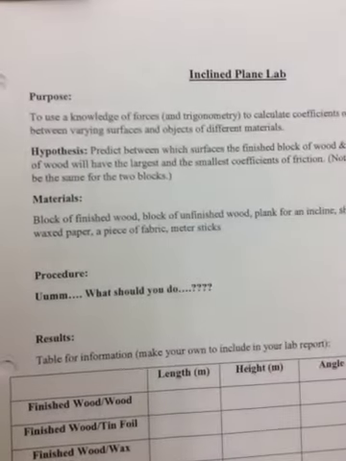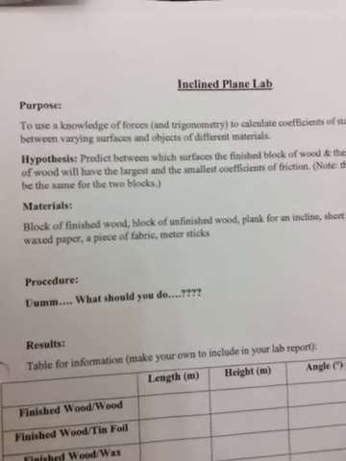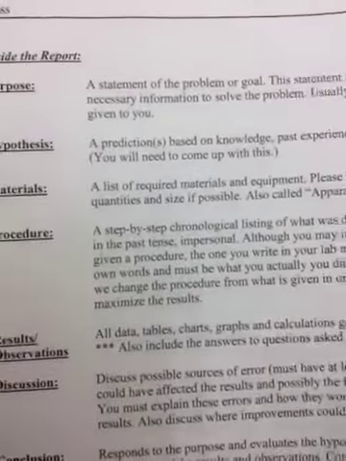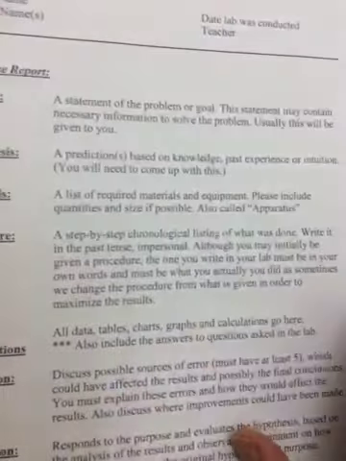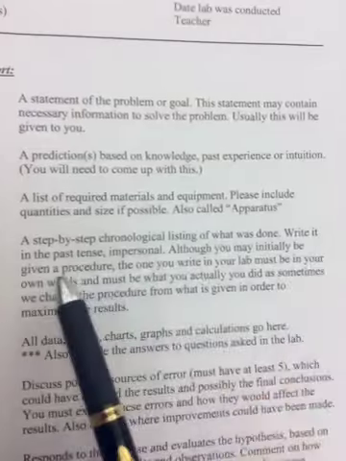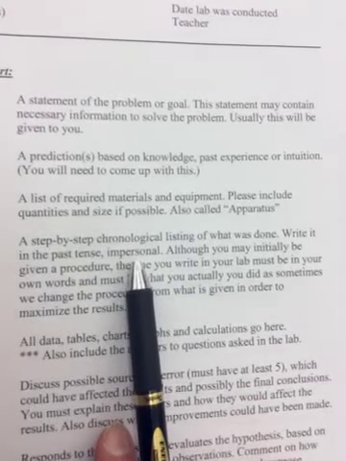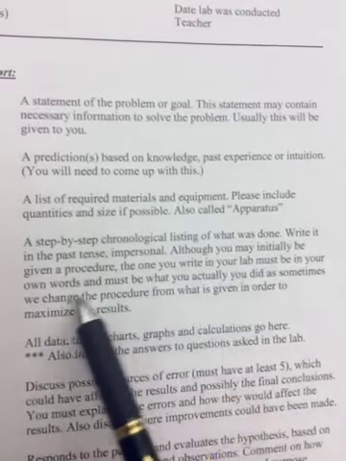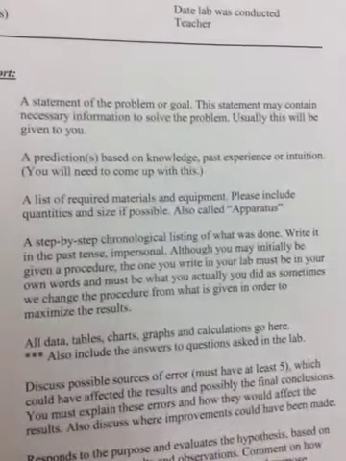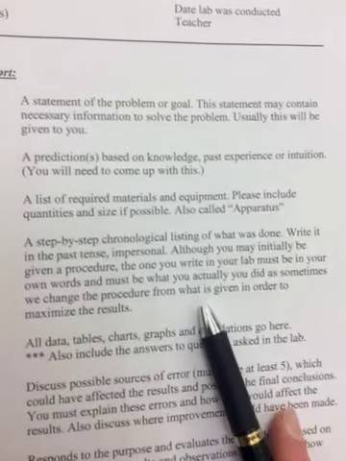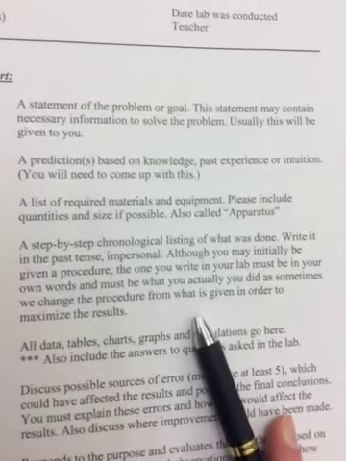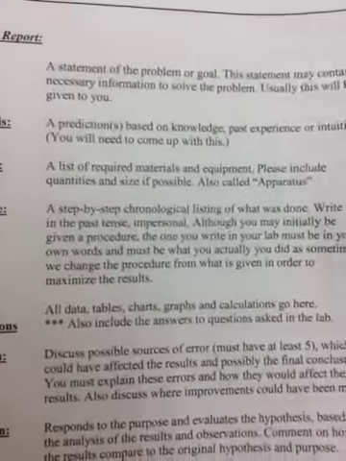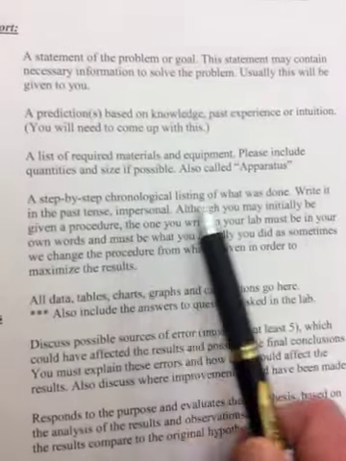Procedure. What should you do? If you notice in how to write up the procedure, it says it's a step-by-step chronological listing of what was done. It has to be written in past tense and it has to be impersonal. Although you may initially be given a procedure, the one you write in your lab must be in your own words and must be what you actually did, as sometimes we change the procedure from what is given in order to maximize results. So luckily in this one, you didn't get a procedure, so you don't have to worry about whether we changed it. But it has to be past tense and impersonal.